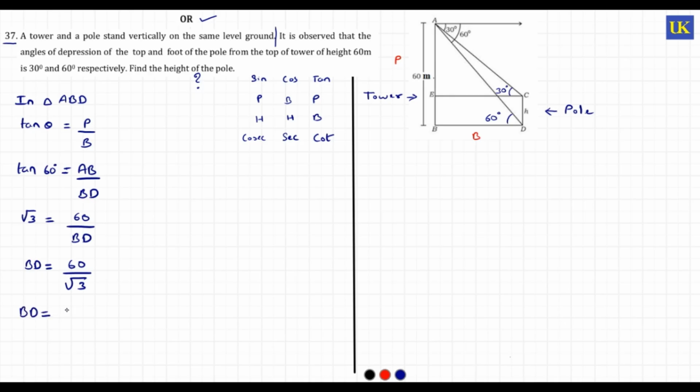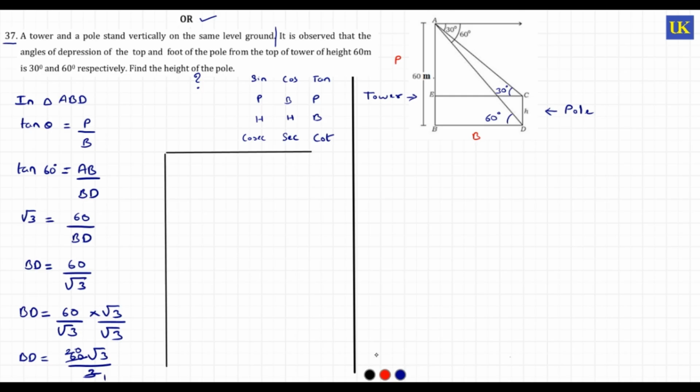So BD is equal to 60 divided by root 3 into root 3 divided by root 3. So this will become BD is equal to 60 root 3 divided by 3. So we'll cancel this. 3 ones are 3, 3 twos are 6, 0. So BD is equal to 20 root 3 is what I got.